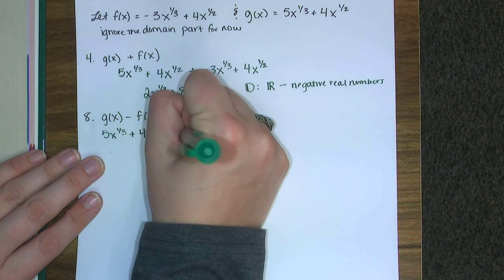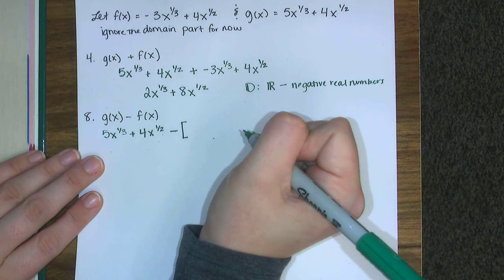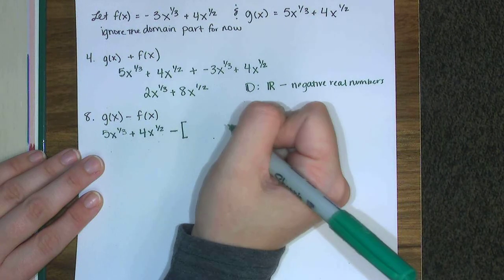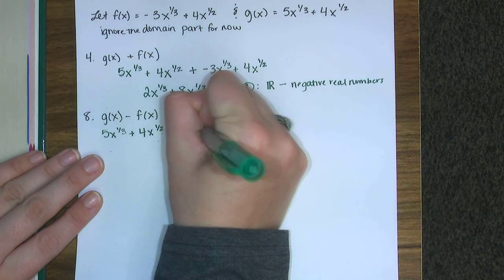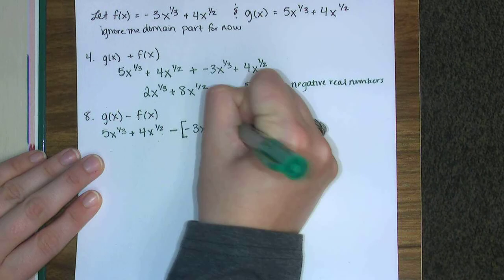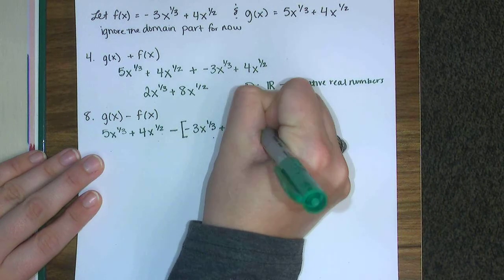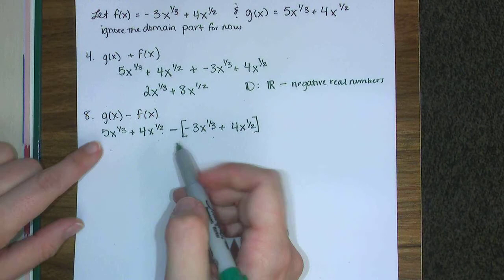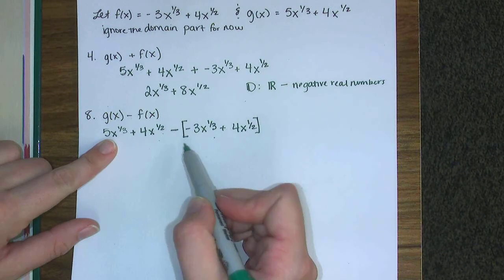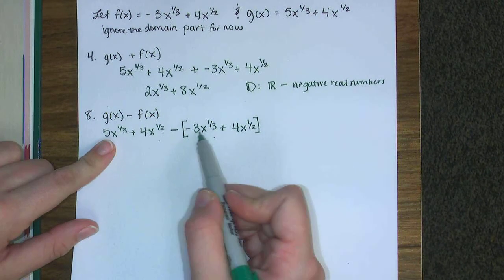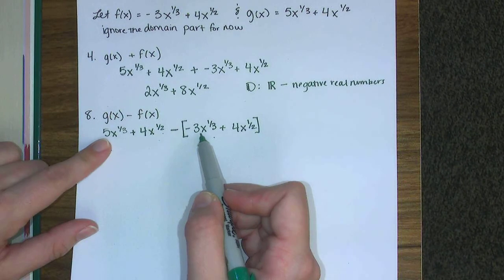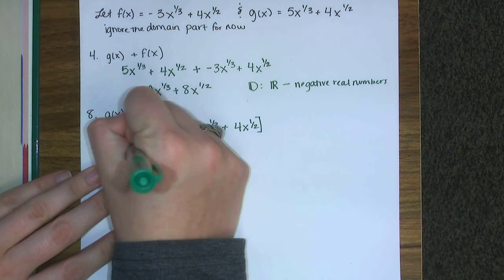Now, when I'm dealing with like terms here, I have 5x to the 1/3. I have minus a negative 3x, which means I'm adding. So 5 plus 3 is 8, so 8x to the 1/3. And then next I have 4x to the 1/2 minus 4x to the 1/2, which is just 0. So this here is my answer for that one.